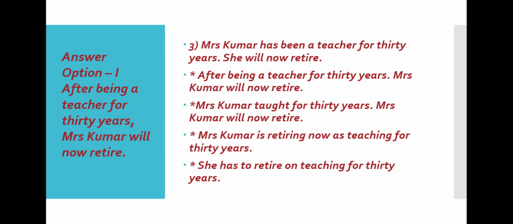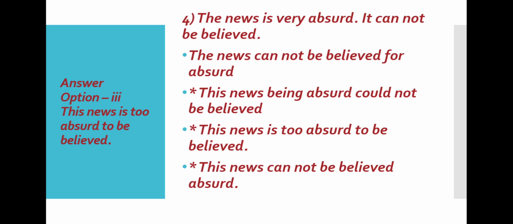Next sentence: Mrs. Kumar is retiring now as teaching for 30 years. It's also a wrong sentence because there's a grammatical error, as teaching. And the last sentence: she has to retire on teaching for 30 years. It's also wrong. So the only correct option is after being a teacher for 30 years, comma, Mrs. Kumar will now retire.